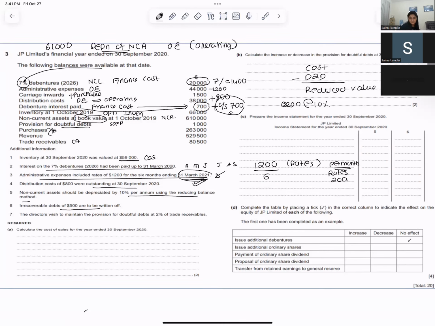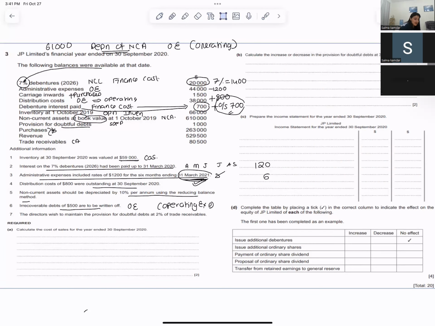Irrecoverable debt of 500 is to be written off. Irrecoverable debts, other expenses, which ones? Operating. So we write bad debts in operating expenses. In finance cost, you have only two things: debenture interest and interest on preference dividend. So any other expense we write in operating expenses.